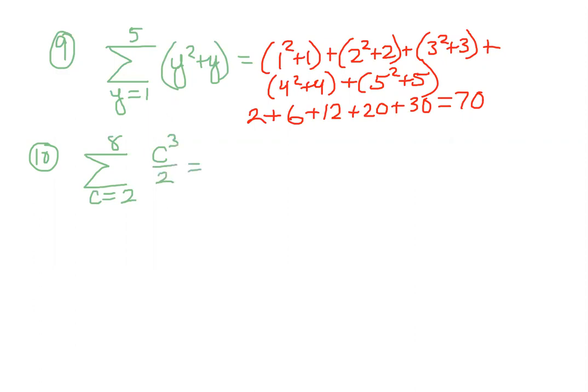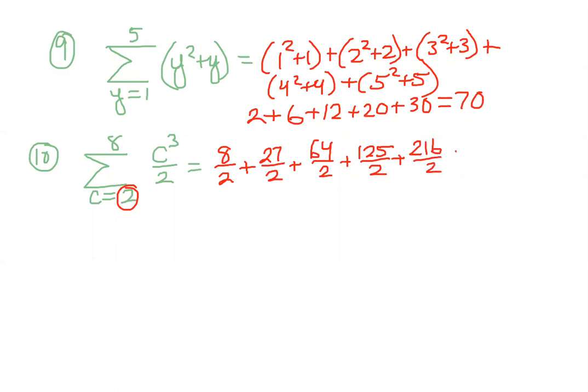All right, I'm not going to write them all out. We're going to start with 2. 2 cubed is 8 over 2. 3 cubed is 27 over 2. 4 cubed is 64 over 2. 5 cubed is 125 over 2. 6 cubed is 216 over 2. 7 cubed is 343. And 8 cubed is 512 over 2.